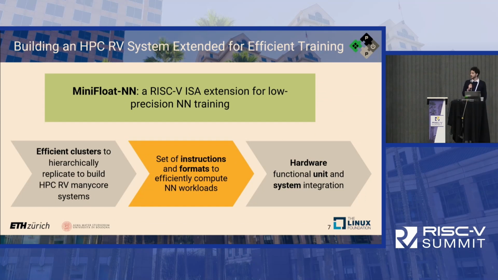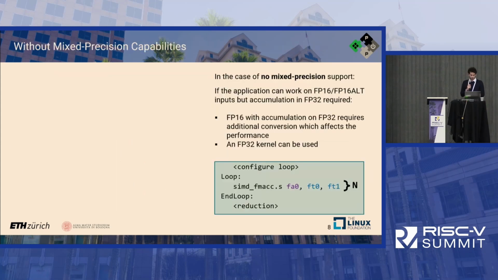So we have been looking into which kind of formats and instructions would be the best target to extend our ISA. If we have a look at the baseline scenario where we have our scalar core with no mixed precision capabilities, and we want to port one of these mixed precision kernels into our architecture, well, we have a problem because we don't have the instruction that can handle mixed precision. So what we would have to do is either convert our input on the fly, which would affect our performance, or we could directly size our kernel to use the higher precision needed for the accumulation.